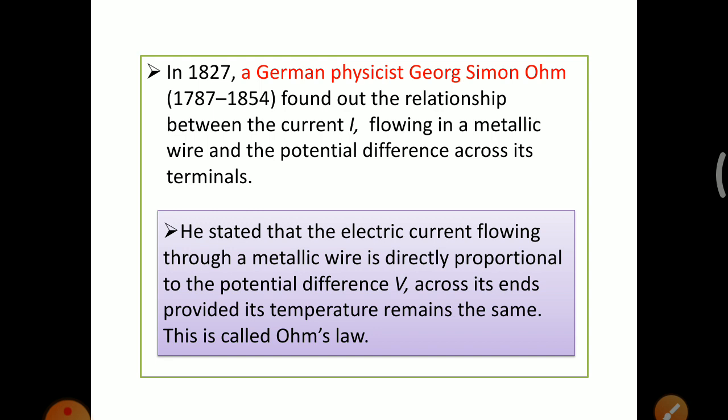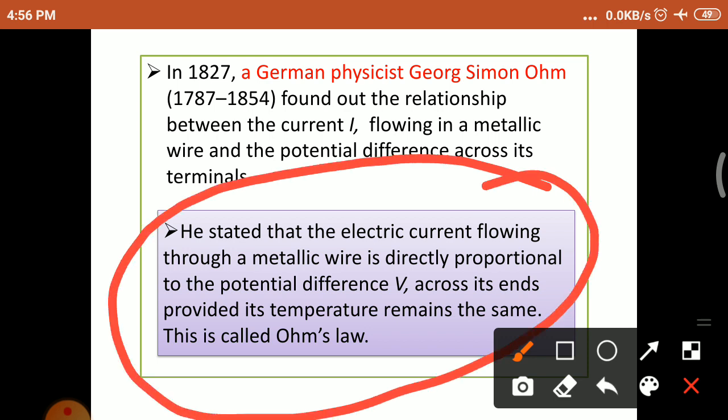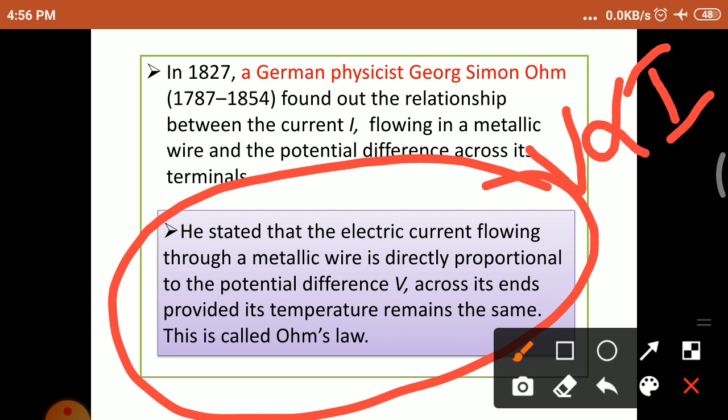He stated that electric current flowing through a metallic wire is directly proportional to the potential difference V across its end, provided its temperature remains the same. This is called Ohm's law. It is a very important law. It gives the relationship between V and I. The electric current flowing through a metallic wire is directly proportional to the potential difference across its end. And one more word is given: temperature remains the same.